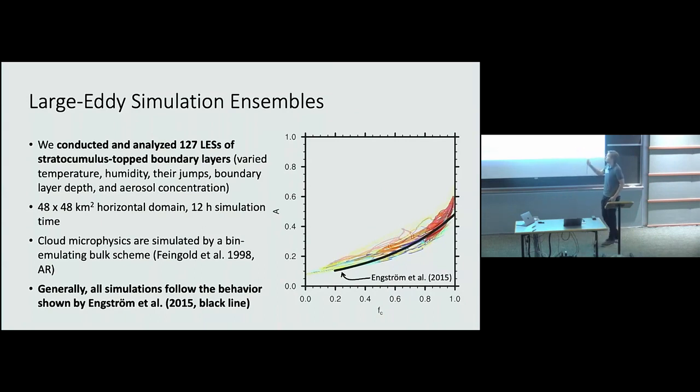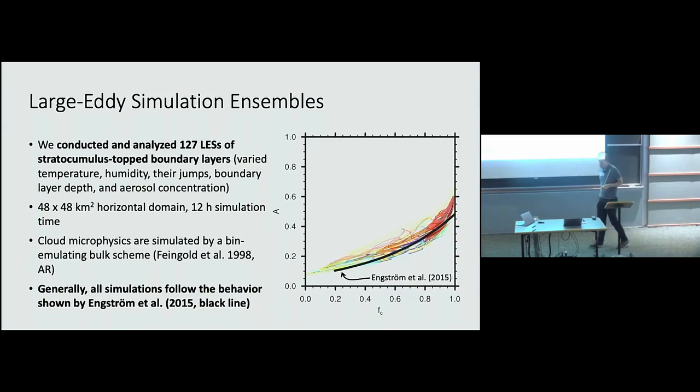And then we had a 48 by 48 square kilometer domain and simulated these for 12 hours. The cloud microphysics are represented with a bin emulating bulk scheme. And you can see here these worms, which we have talked about earlier, they represent all the different simulations we've conducted, and they all nicely more or less follow that Ångström line, which has been determined from satellite observations.